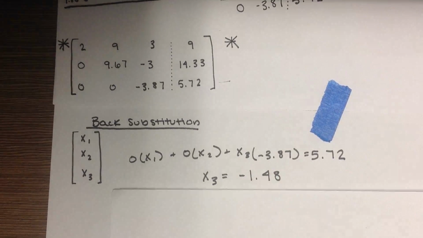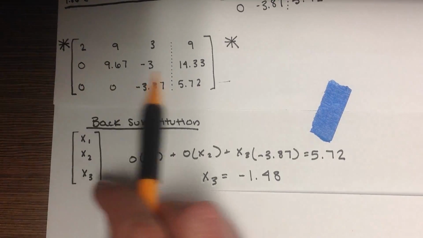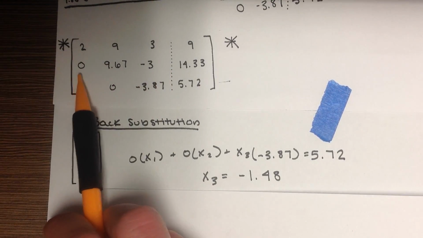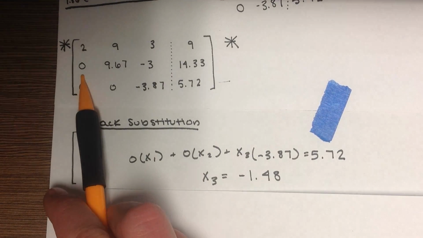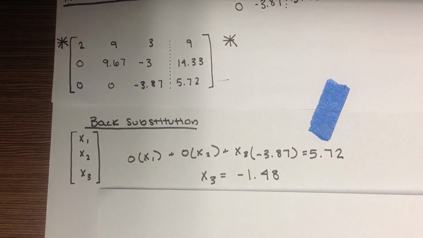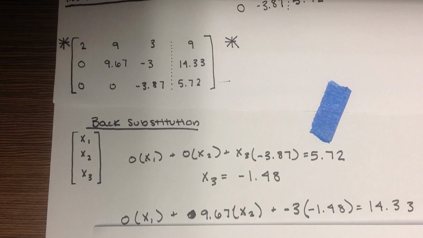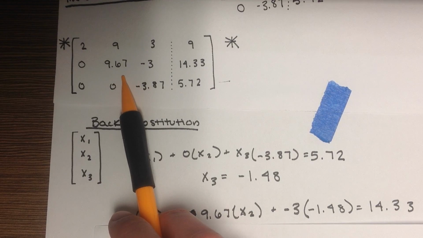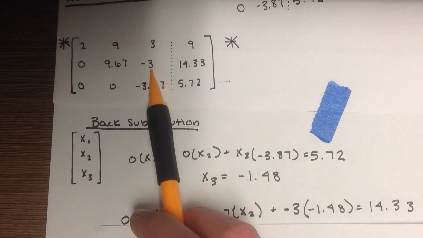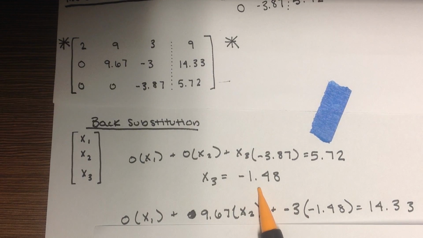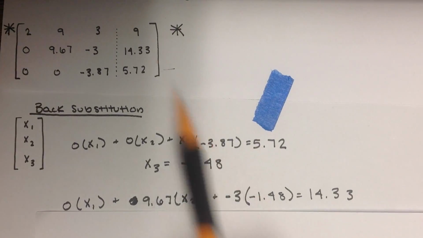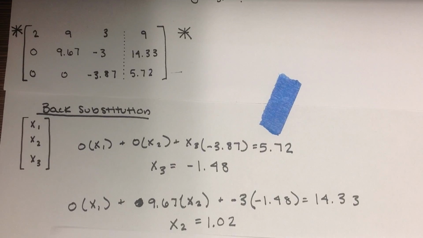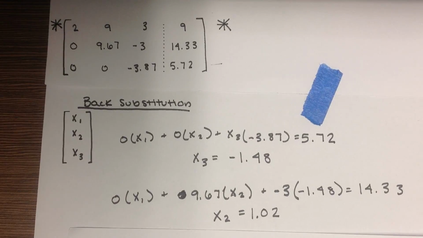Next, we move on to the next row up, so it's going to be 0 times x1, and then we have 9.67 times x2, which we don't know yet, and negative 3 times x3, and we just solved for x3, so we can plug that in. So it's going to be negative 3 times negative 1.48, and that'll equal 14.33. We solve that out, so x2 equals 1.02.